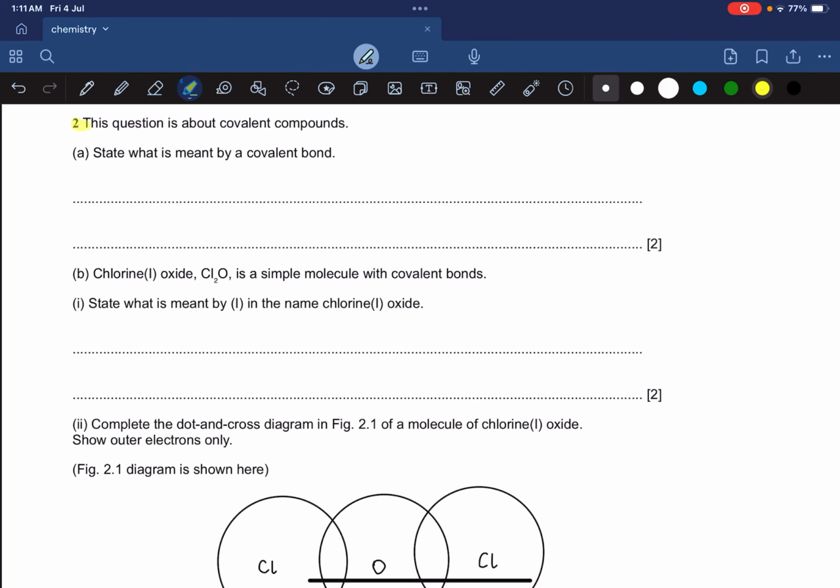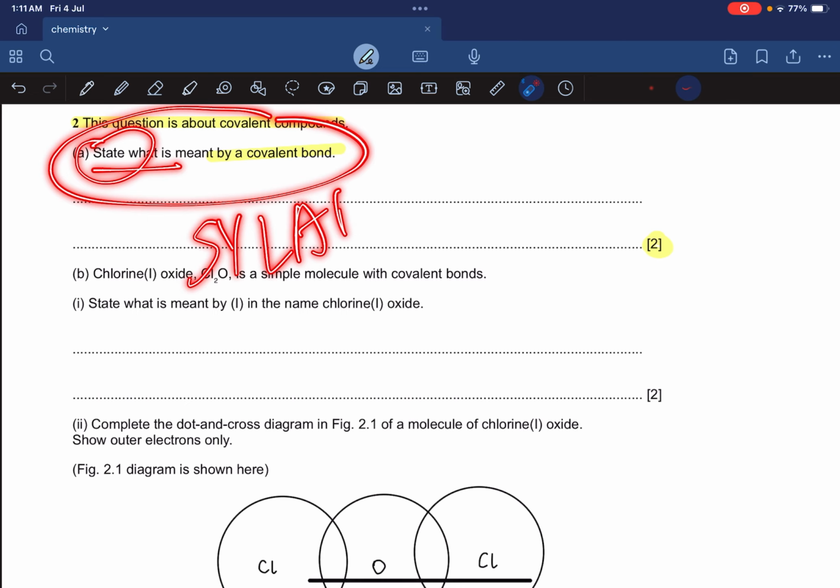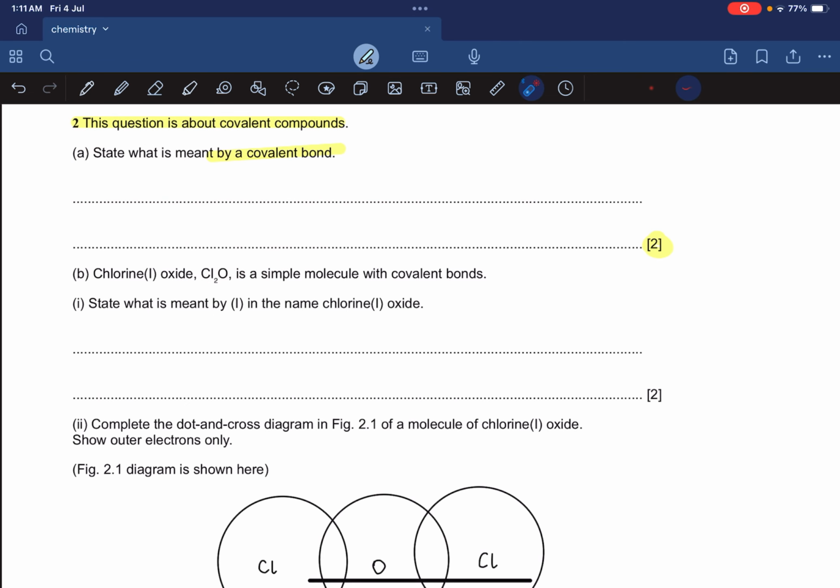This question is about covalent compounds. Okay, state what is meant by a covalent bond. Many people don't get why this question is worth 2 marks, because many people think that you just have to write about the sharing of electrons between 2 atoms, but that's not it. I have always said in my previous videos as well that it's very good to have a strong grip on the syllabus, because all these questions, what is meant by and state, are directly from the syllabus, and you just have to write the syllabus definition. You have to learn it.